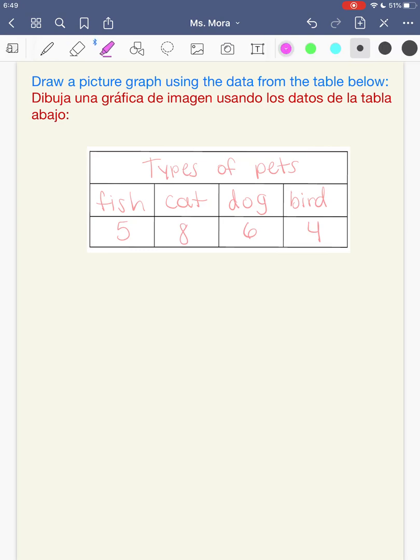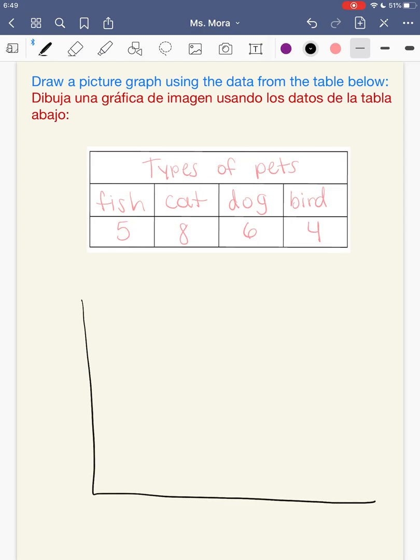Okay, guys, let's try this one. So, same thing. I'm going to start with my L shape. Okay. And I'm going to write my title. Types of pets. So I'm going to write that here. Types of pets. Okay. Primero mi título. Then I'm going to fill in my category. So I have fish, cat, dog, and bird. So I'm going to put an F for fish down here. Aquí estoy escribiendo mis categorías. C for cat, D for dog, B for bird.